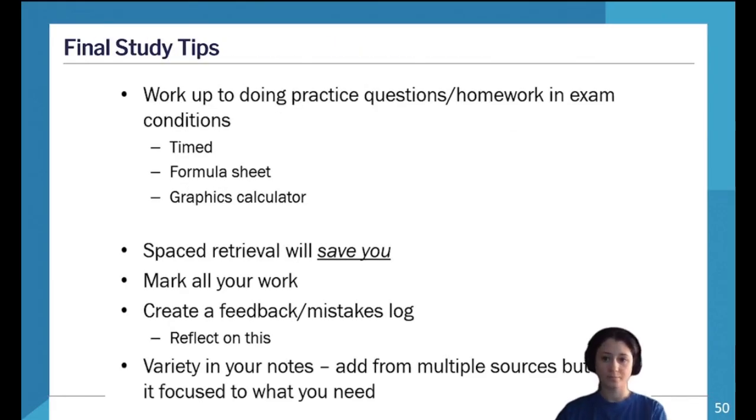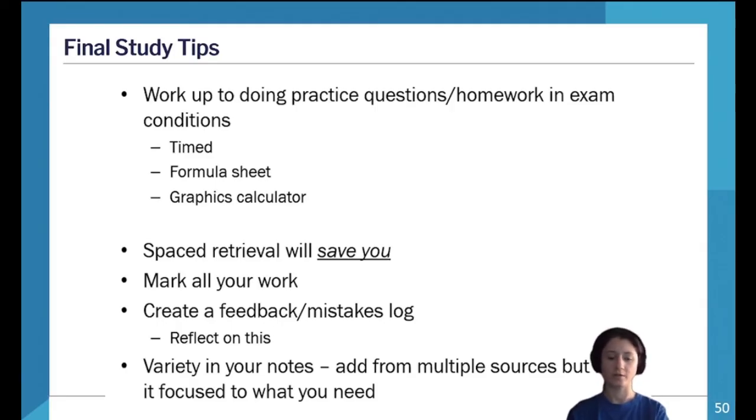All right, before we finish off, I'm just going to give you guys some quick study tips. Firstly, make sure you do lots of practice questions and homework in exam conditions without constantly referring to the textbook, that kind of thing. Make sure you practice difficult questions. That really is one of the most important things. Make sure you practice difficult questions.